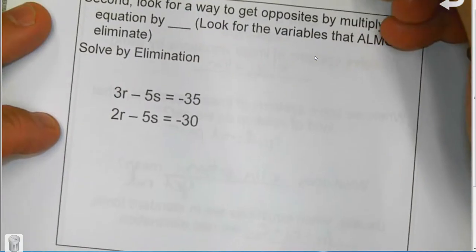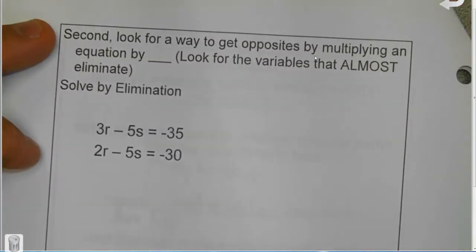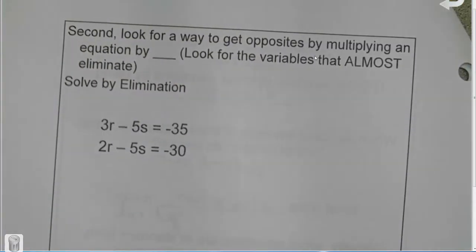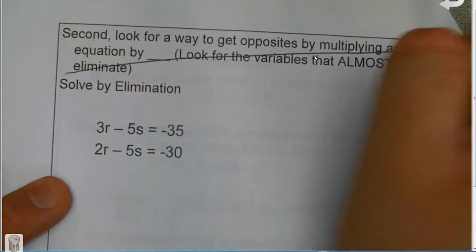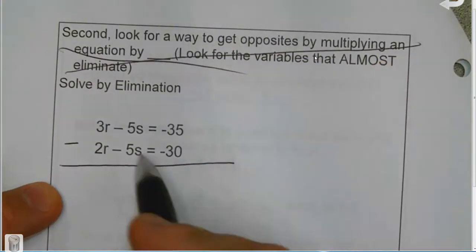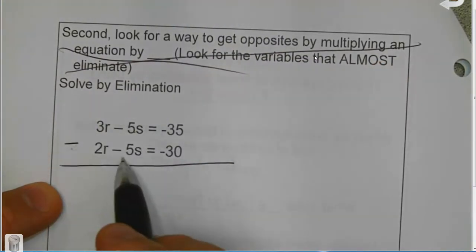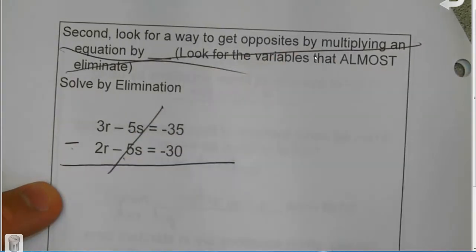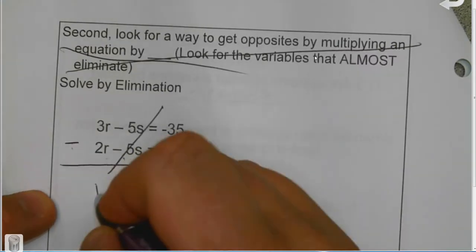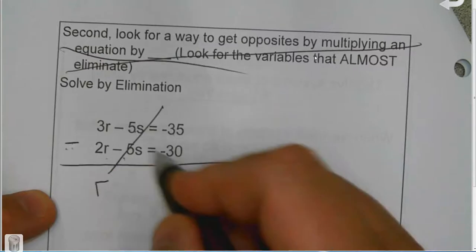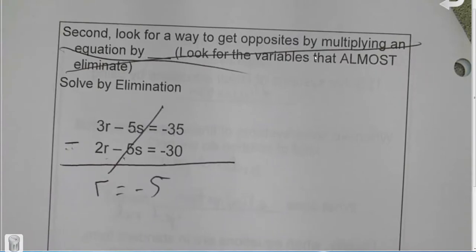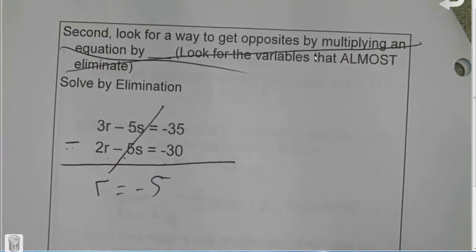We can also eliminate by subtracting. A lot of times people will try to add in this case, but here we are going to subtract. This says multiply the equation by negative 1, but what I'm going to tell you is that we are going to subtract. Because if I subtract negative 5s minus a negative 5s, they are going to cancel out. If they're the same, they're going to cancel out. So now I'm going to subtract 3r minus 2r, and I get r. I subtract negative 35 minus negative 30, and I get negative 5. So I know r is equal to negative 5.